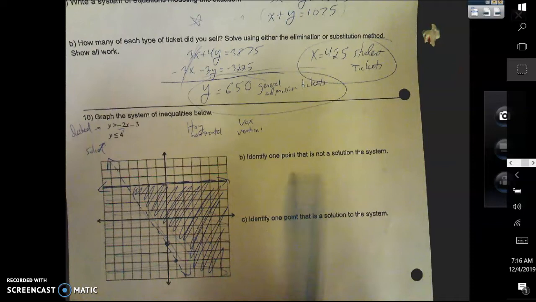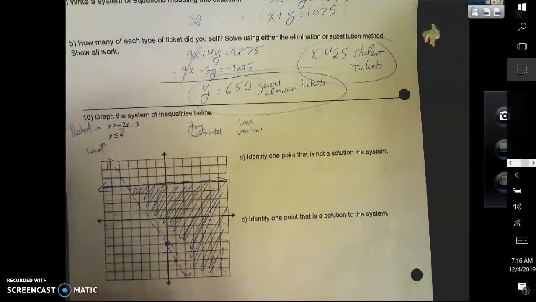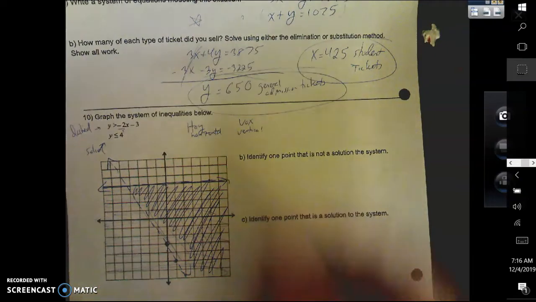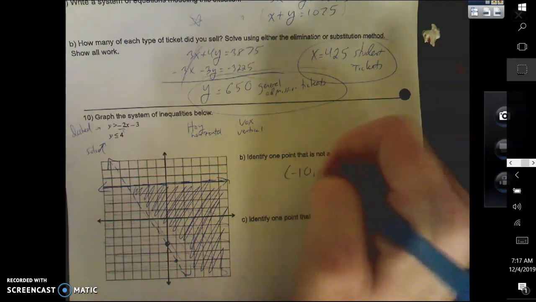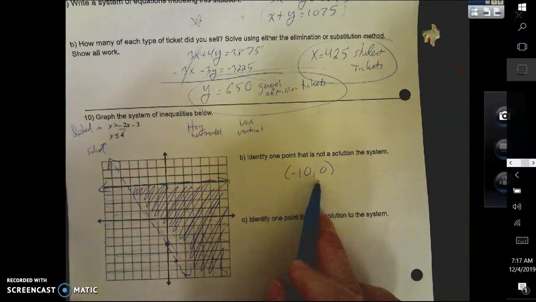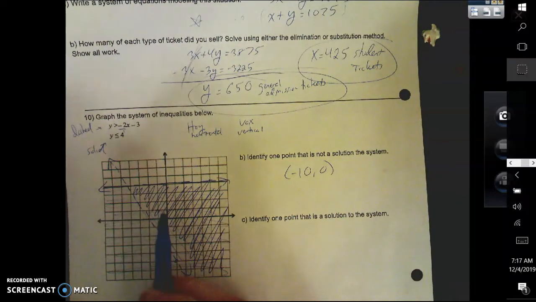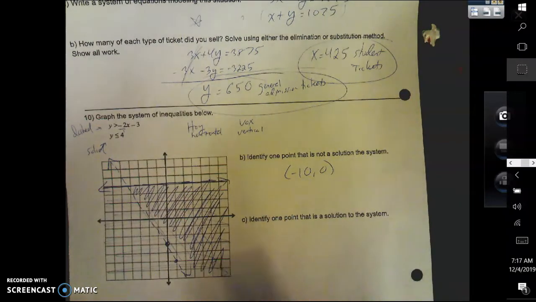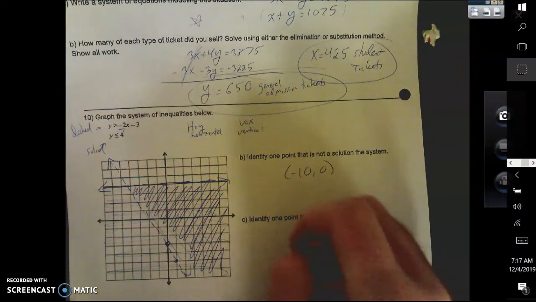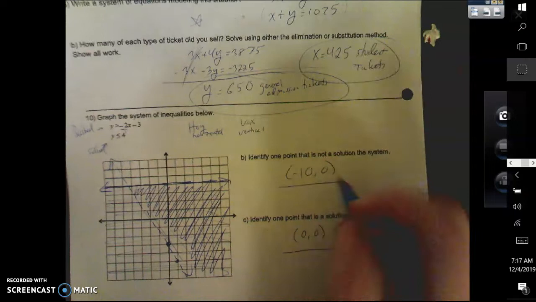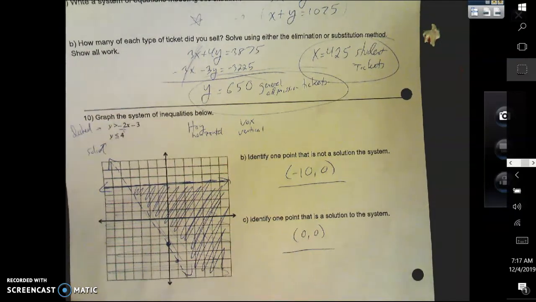Identify one point that is not a solution in the system. Any point not shaded. So I'm going to go with negative 10, 0. Is that the only solution? No. You can literally say 0, 10. That's fine. You're all good. A point that works? How about 0, 0? It's right there in the middle. So again, those do not have to be the only solutions. You can have other ones.